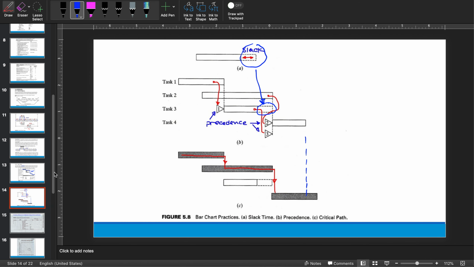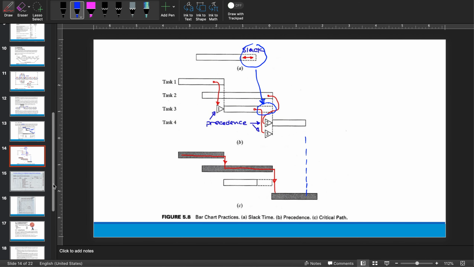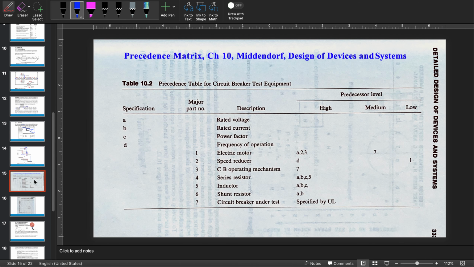Now, this is a required component in your proposal. Another thing that's required in your proposal is something called a precedence matrix. It's a matrix of all the activities that you're involved with, and this chart will indicate what precedes what. So for example, let's take a look at this chart here.